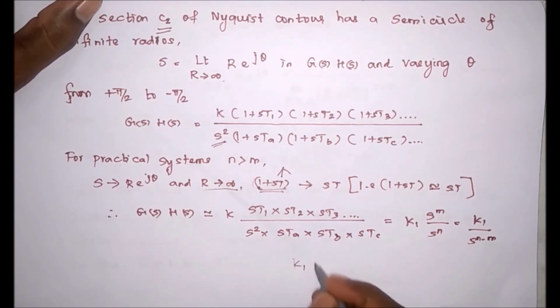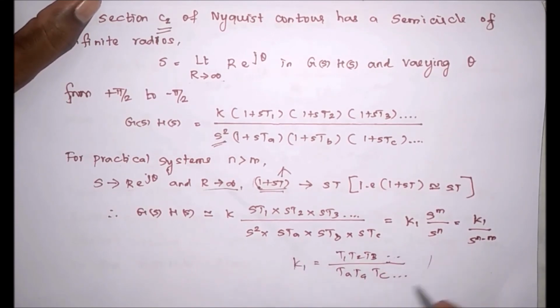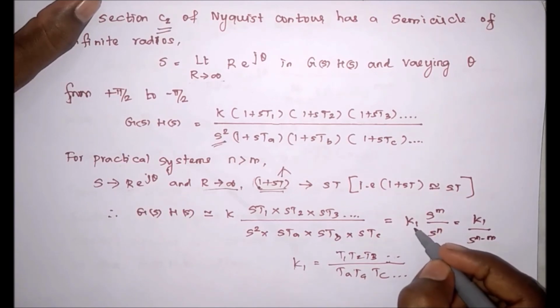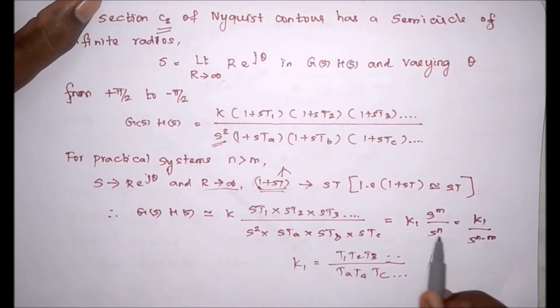We can say k1 equals T1 T2 T3 divided by Ta Tb Tc. Likewise it will continue, so we can say it is a constant K. Therefore K here, then 1, 2, 3. So we can say s^m, and here we can say s^n.